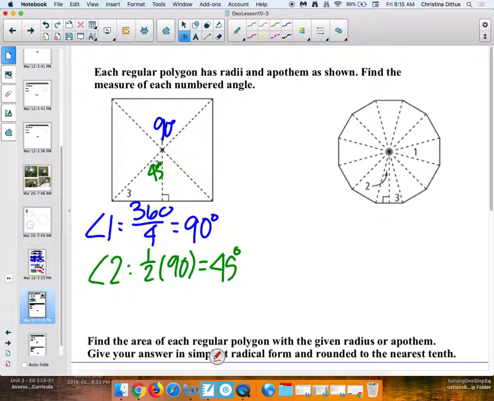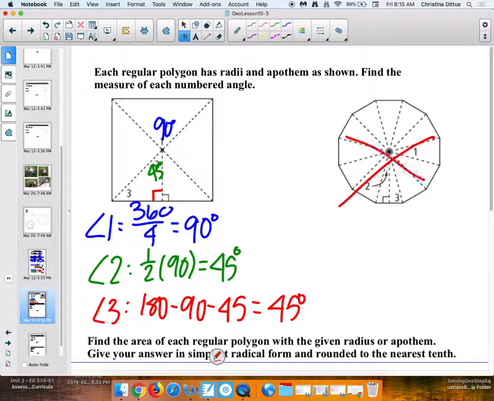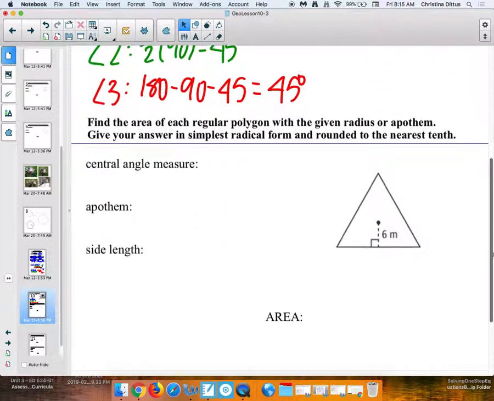Colin, how big is angle 3? 180 minus 90 minus 45, or just 90 minus 45. Either way, 45 degrees. How do we feel about finding angles? Okay? Okay. We're gonna skip that one if that's okay with you.